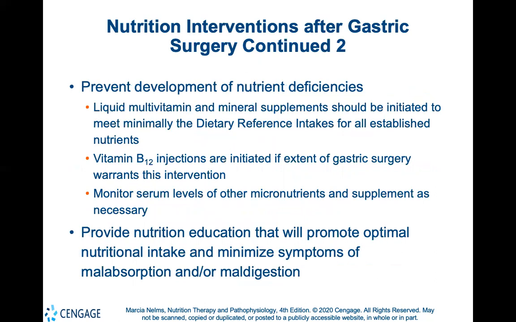Prevent development of nutrient deficiencies. Liquid multivitamin and mineral supplements should be initiated to meet minimally the dietary reference intakes for all established nutrients. B12 injections are initiated if extent of gastric surgery warrants this intervention. Monitor serum levels of other micronutrients and supplement as necessary. Provide nutrition education that will promote optimal nutritional intake and minimize symptoms of malabsorption and malnutrition.